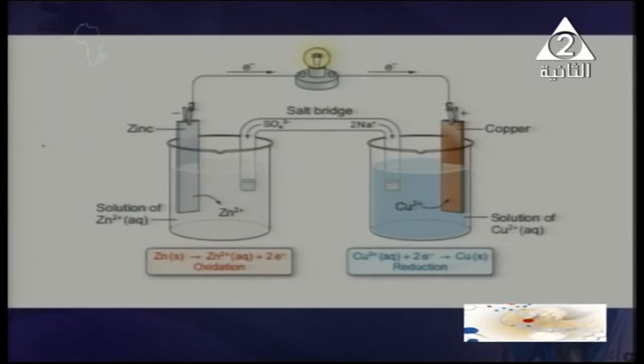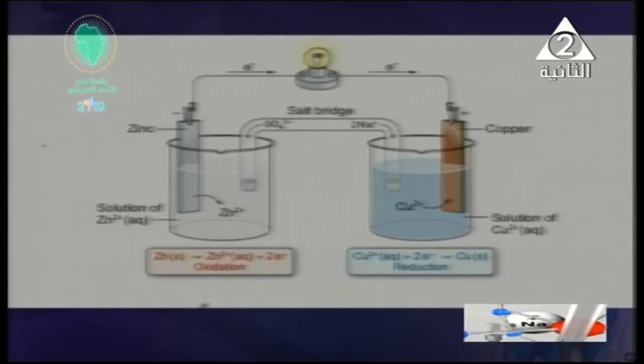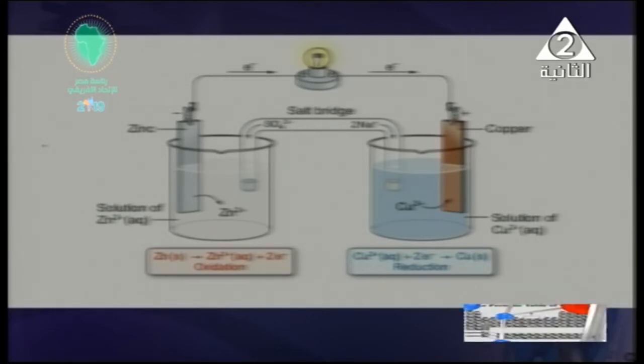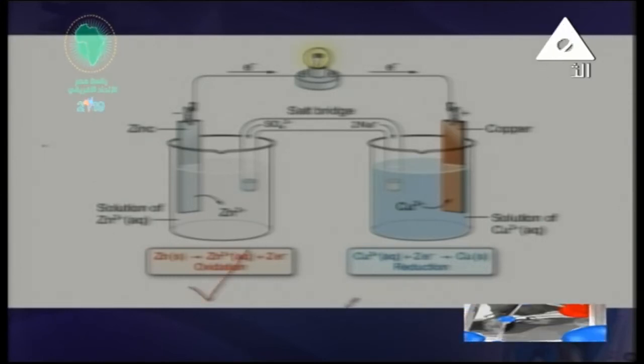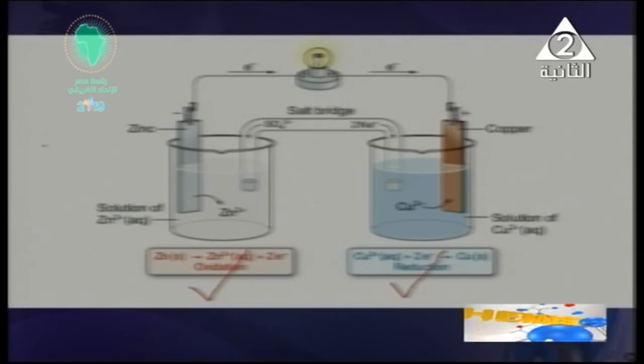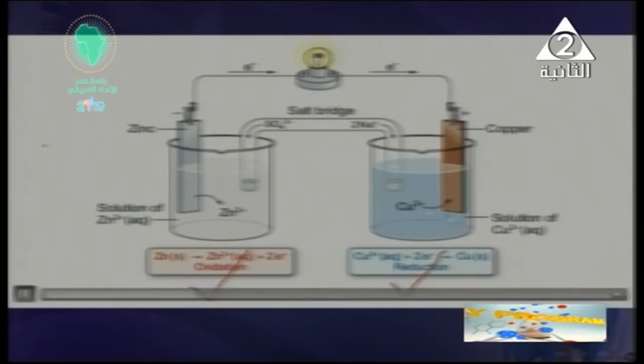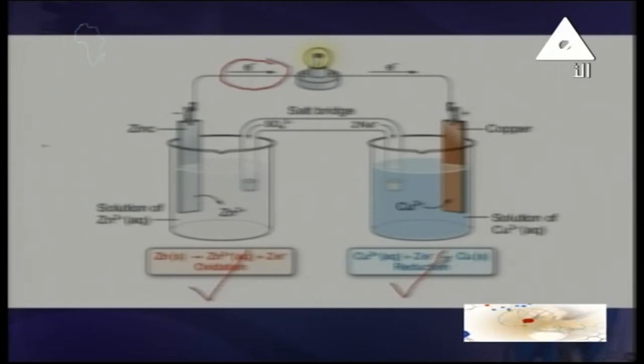Zinc oxidizes and changes into zinc ion, while copper is reduced and changes into copper metal. Zinc ions can move freely in a solution, as you see. Zinc changes into zinc positive 2 plus 2 electrons, while copper positive 2 plus 2 electrons changes into copper solid in a process called reduction, while zinc changes into zinc positive 2 in a process called oxidation, as you see. And the electron can move freely from the zinc electrode to the copper electrode.